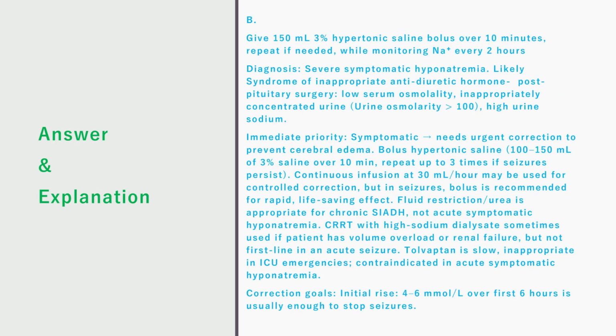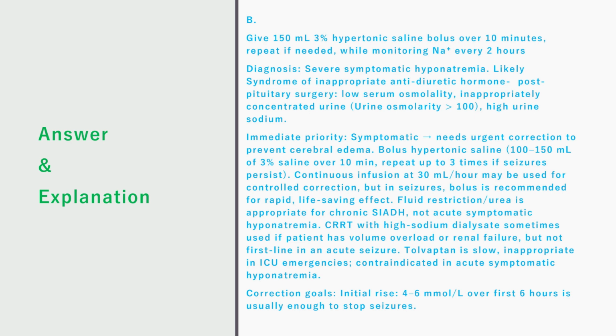Correct answer is B. Give 150 milliliters 3% hypertonic saline bolus over 10 minutes, repeat if needed, while monitoring serum sodium every 2 hours. Diagnosis: severe symptomatic hyponatremia. Likely syndrome of inappropriate antidiuretic hormone, post-pituitary surgery: low serum osmolality, inappropriately concentrated urine, urine osmolarity greater than 100, high urine sodium. Immediate priority: symptomatic, needs urgent correction to prevent cerebral edema.